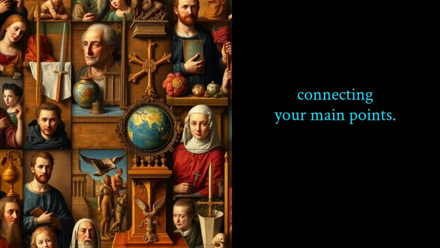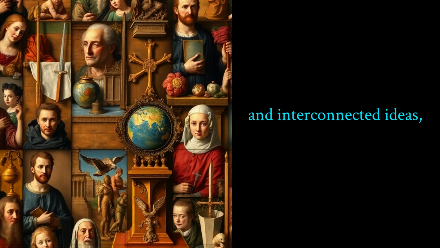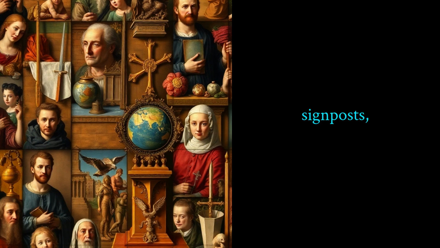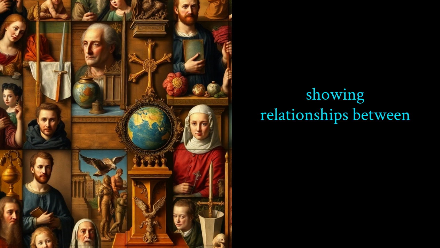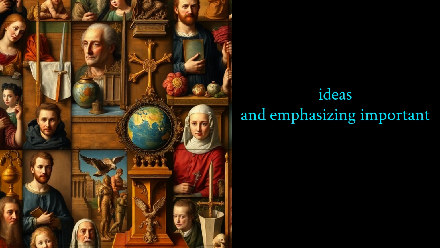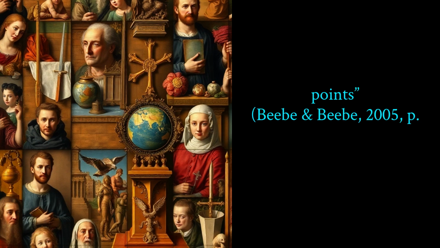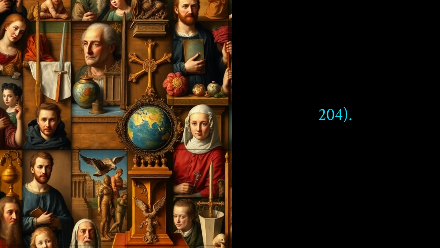Chapter 8.4, Connecting Your Main Points. Since main points are discrete and interconnected ideas, and since every speech contains more than one main point, it is necessary to strategically make connections between one point and another. To link the ideas of your speech, you will need to develop signposts, words and gestures that allow you to move smoothly from one idea to the next throughout your speech, showing relationships between ideas and emphasizing important points. Beebe and Beebe, 2005, p. 204.